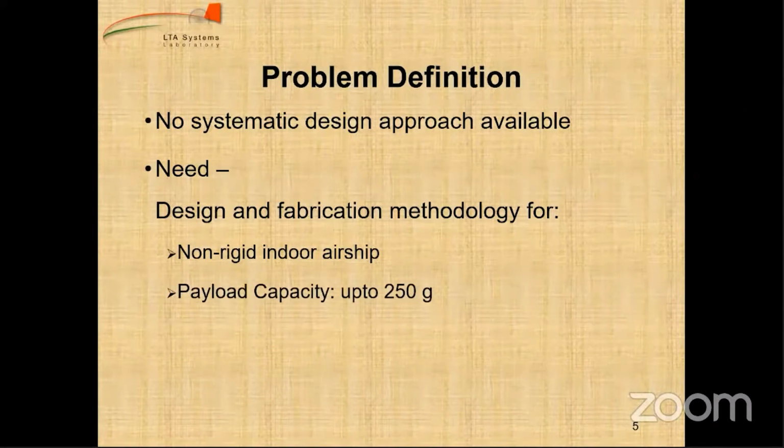Then it should have a decent payload capacity, up to 250 grams, as we talk in the case of a camera or surveillance or photography purposes. The battery and the camera can weigh up to 250 grams, a decent weight. So the payload capacity of this airship should be around 250 grams.